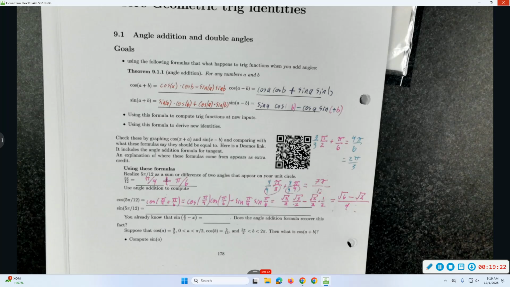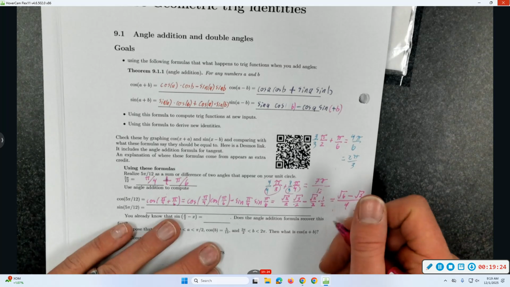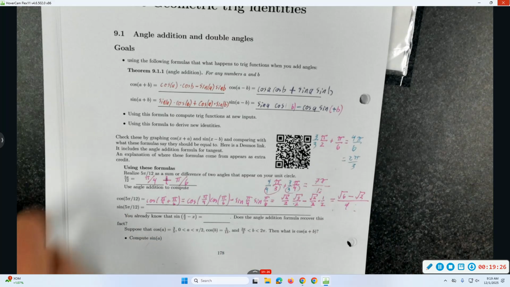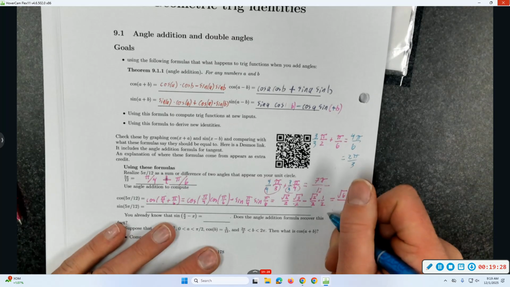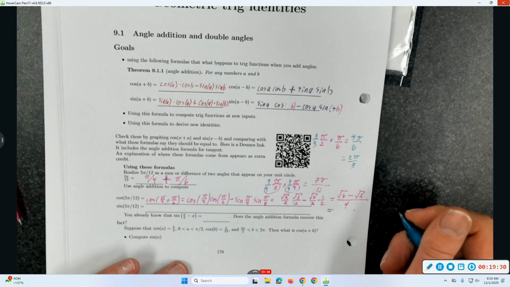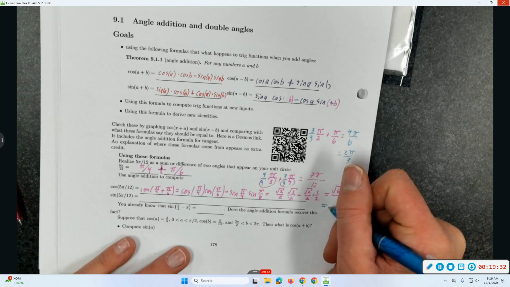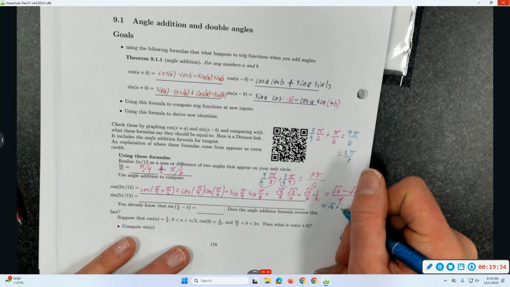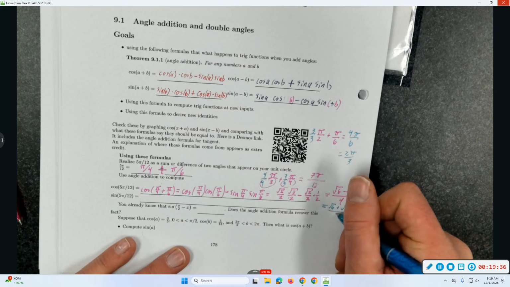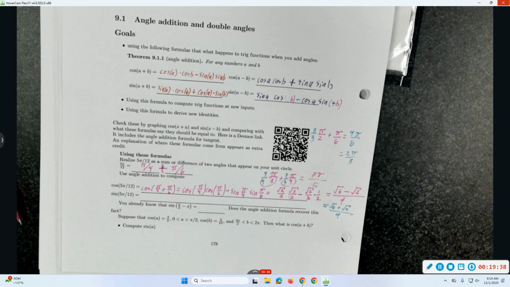Cool. What are we getting? Square root of 6 plus square root of 2 over 4. Cool. Do I hear a second? Nice. Do I hear a call to go through the walk? Cool. Then let's do it.